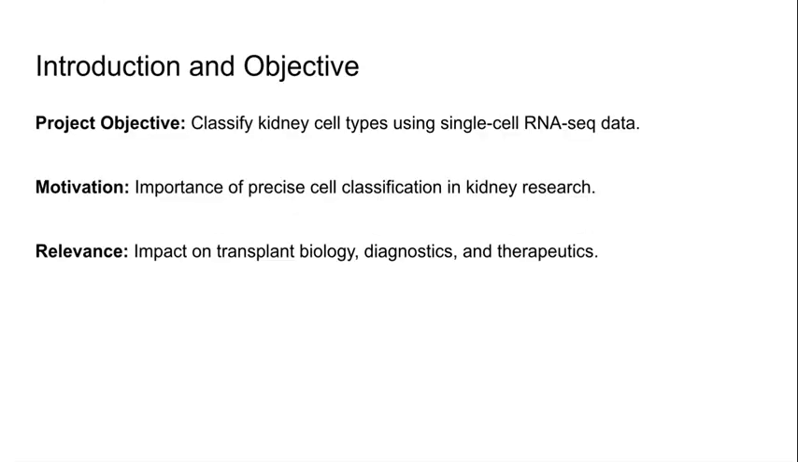The goal of this project was to classify kidney cell types using machine learning based on single cell RNA sequencing data. So, why this project? Because precise cell classification is critical in understanding kidney transplant biology, disease mechanisms, and even therapeutic responses. Machine learning offers a scalable way to do this reliably.